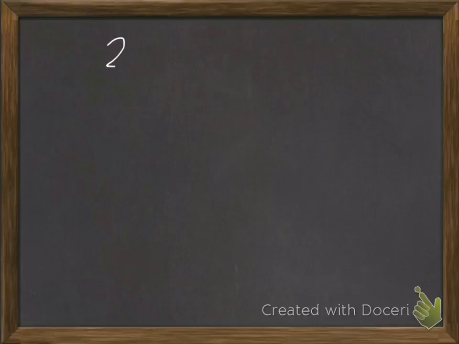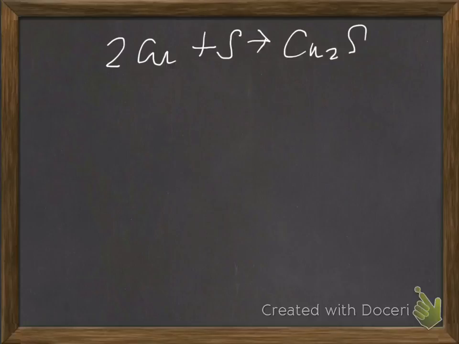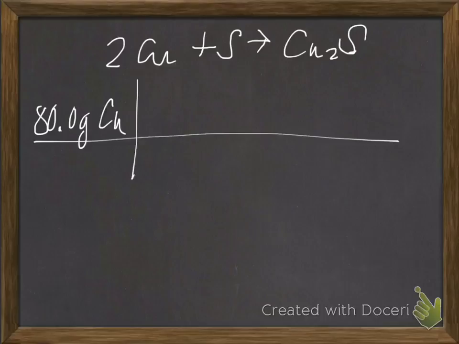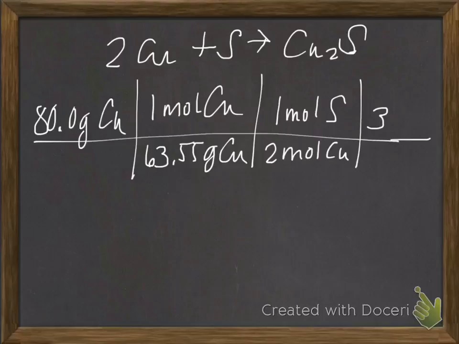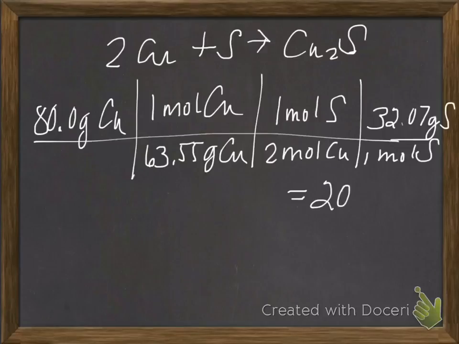Okay, so let's put that equation back up here. 2 copper plus sulfur is going to yield Cu2S. All right, so we're going to start with our 80 grams of copper, and we're going to calculate it in terms of sulfur. So the molar mass of copper, the mole ratio, 2 moles of copper, 1 mole of sulfur, and then the molar mass of sulfur at the end. And when we calculate that, we get 20.2 grams of sulfur used.